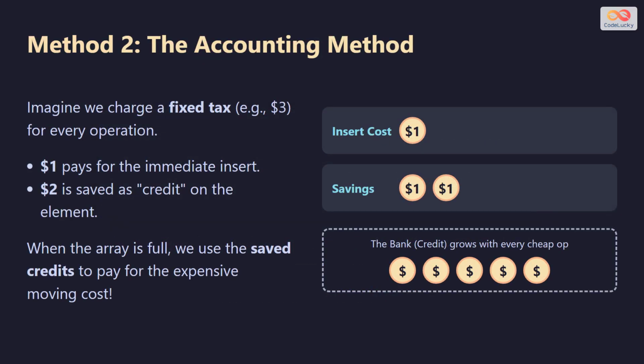Another way to think about it is the accounting method. Imagine every cheap operation is taxed slightly more than it costs. For example, if an insert costs $1, we charge $3. $1 pays for the work, and the other $2 are saved in a bank account. When the expensive resizing event comes, we don't panic. We simply break open our piggy bank and use the saved credits to pay for the moving cost. The system pays for itself.